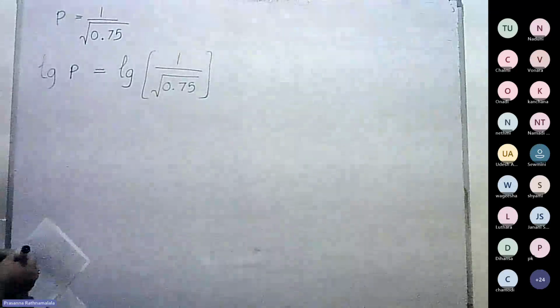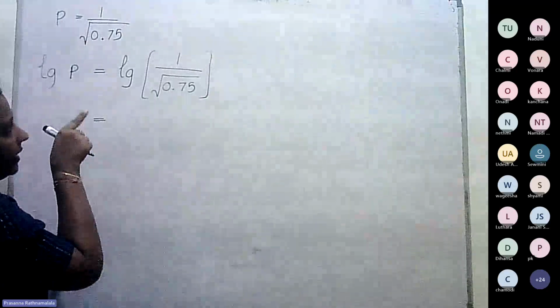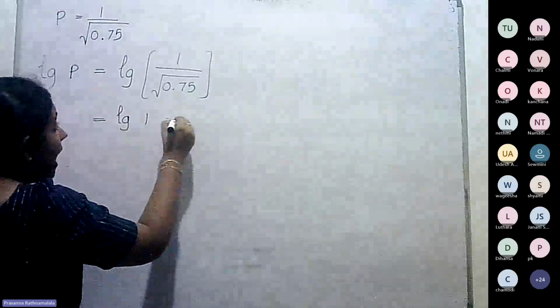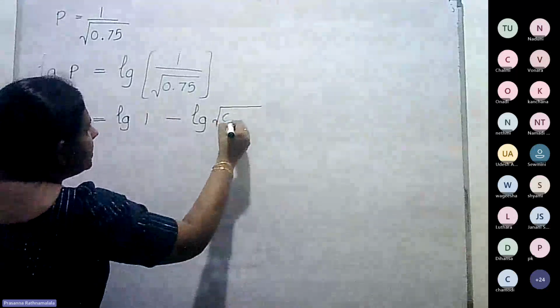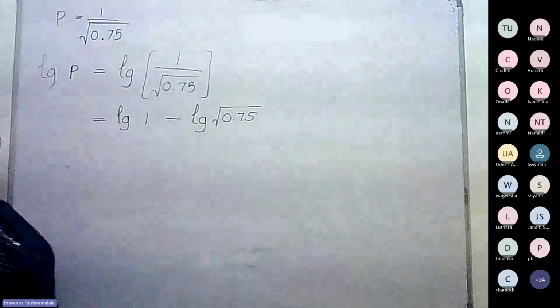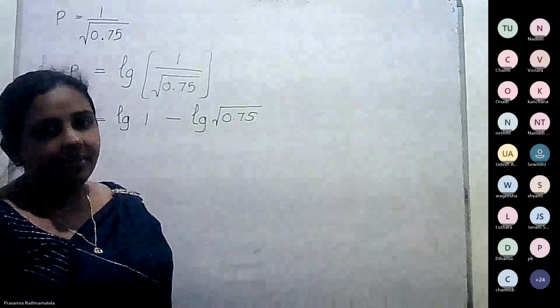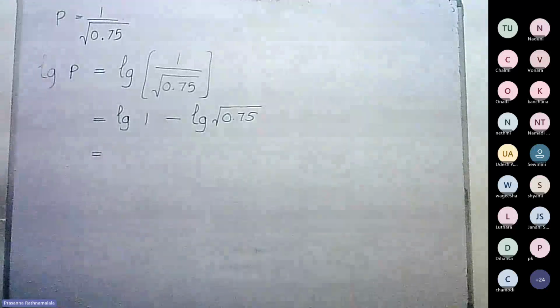Right? Then you write this using the laws. We can divide it into two parts: logarithm of 1 minus logarithm of square root of 0.75. You know this square root is half. The index of that value is half, right? Okay, then you now find the logarithms there.